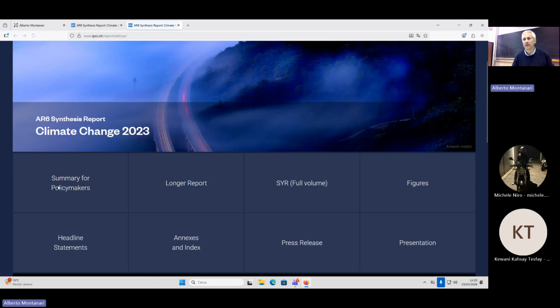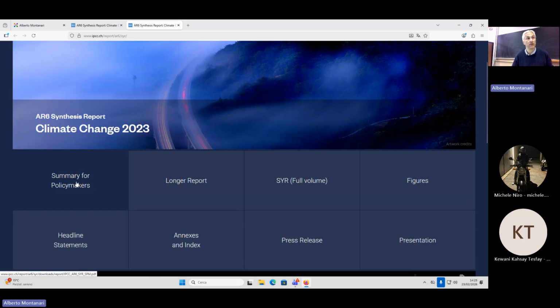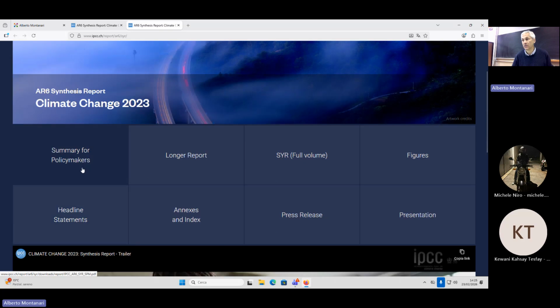Many clicks are needed. The summary for policymakers is very short, like a few pages. And then there is the longer report, but it's still a synthesis. There is a presentation. There are figures, a press release. It's nice, a lot of information.